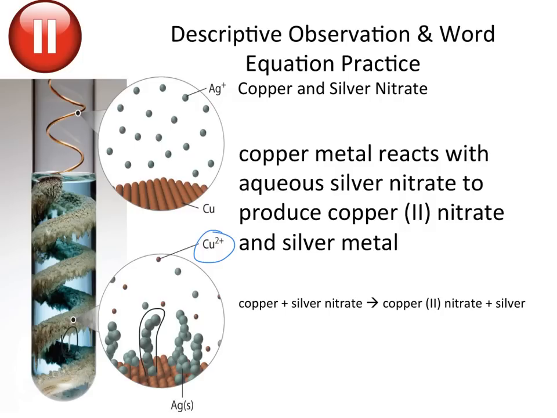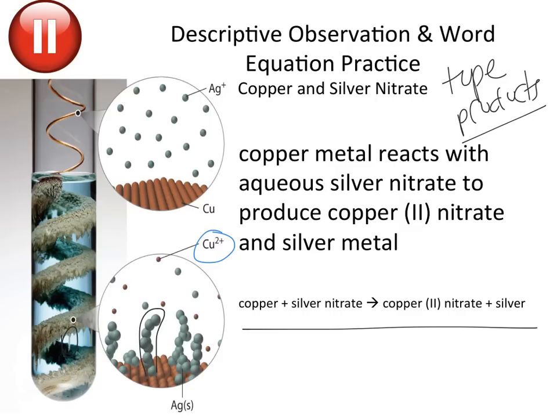And again, this would only come by looking at this and saying, okay, well, I have copper and silver nitrate reacting. What type of equation is it? Or what type of reaction can we see? And what are the possible products in this? Once we know that, we can come up with a descriptive observation, and then finally a word equation, which is copper plus silver nitrate gives us copper 2 nitrate and silver.